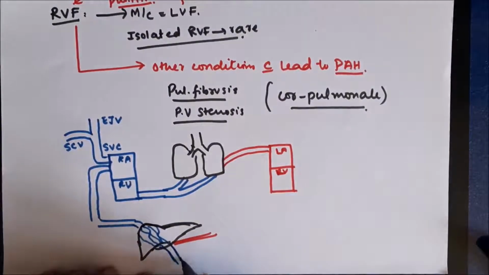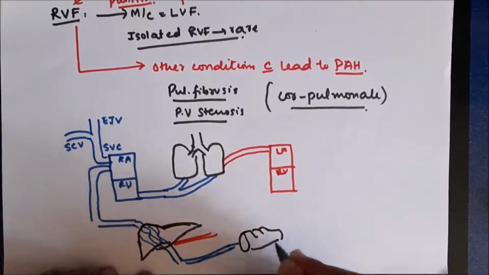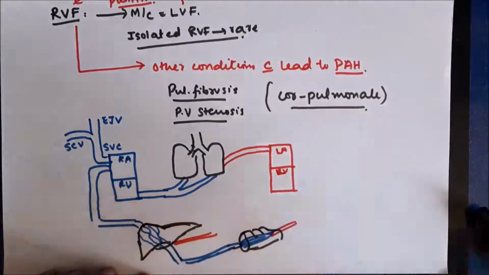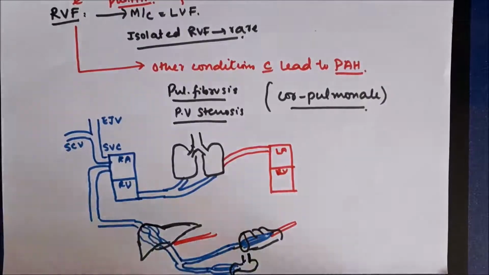So this is the portal vein. As we know, the portal vein is formed by the superior mesenteric vein and the splenic vein. So this is the spleen, and this vein is the splenic vein, and this is the splenic artery. And right here is the superior mesenteric vein, which drains from the gastrointestinal tract, say from the GI mucosa, etc.